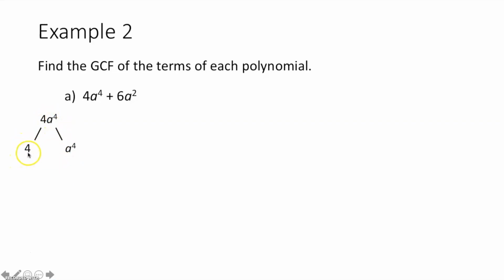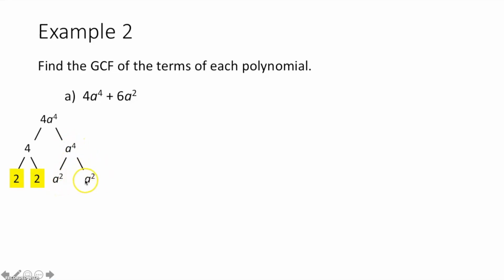Now with the number, if I want to break up 4 into its prime factors, that's just 2 and 2 because 2 times 2 equals 4. Sweet. What about a to the 4th? How does that work? Well, a to the 4th actually is the same as a squared times a squared, right? Because if you multiply like bases, you add the exponents. So a to the 2nd times a to the 2nd, you add the exponents, you get a to the 4th.